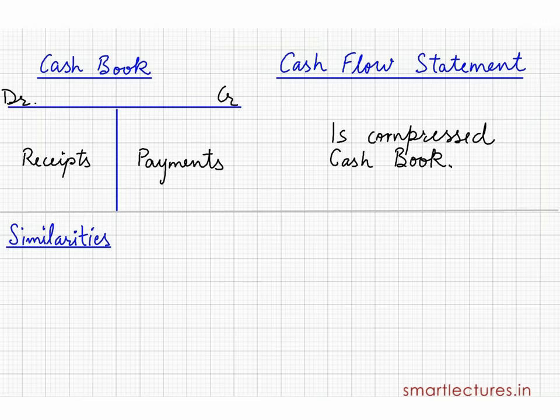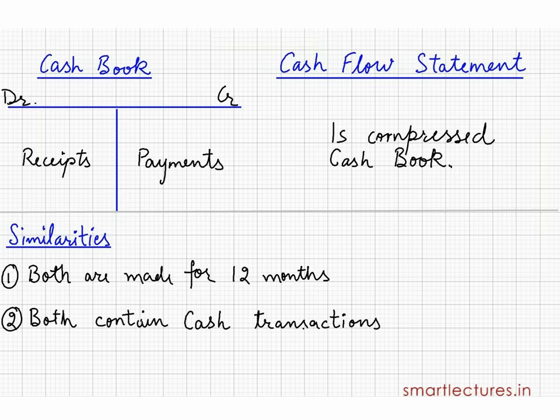Number one, both are made for a particular period. Generally, it is always 12 months. And number two, both statements, whether it's cash book or cash flow statement, they contain only cash transactions. They don't contain non-cash transactions.